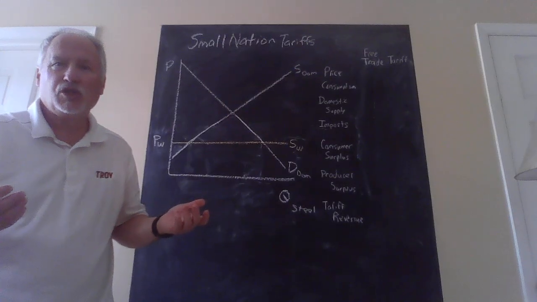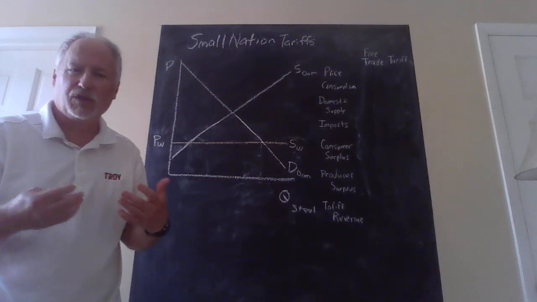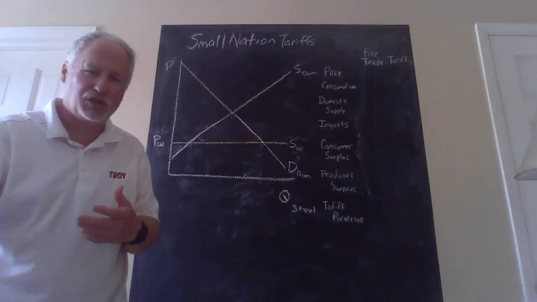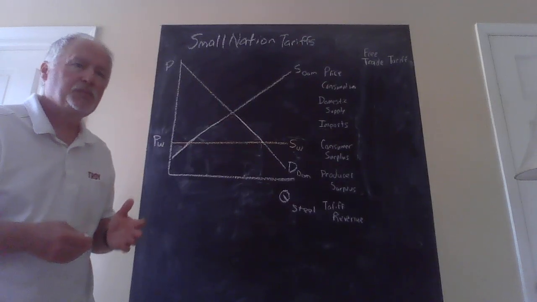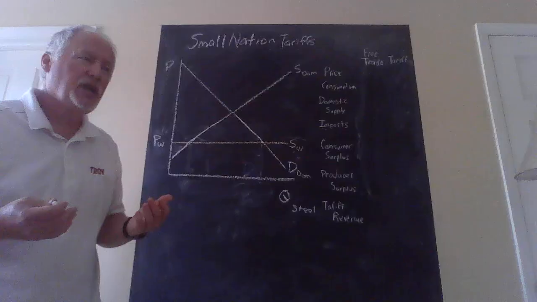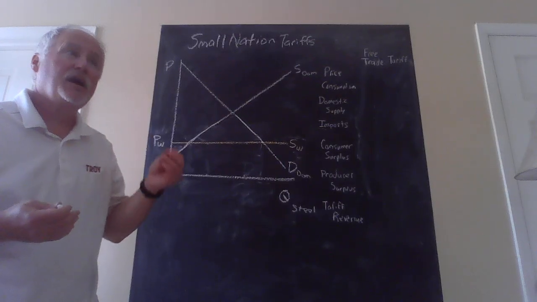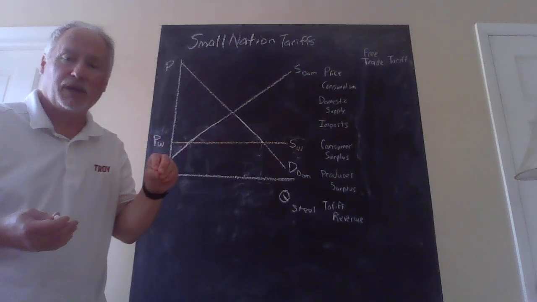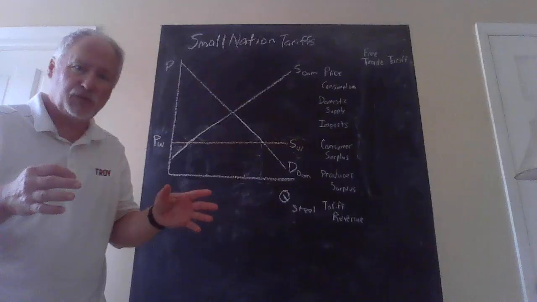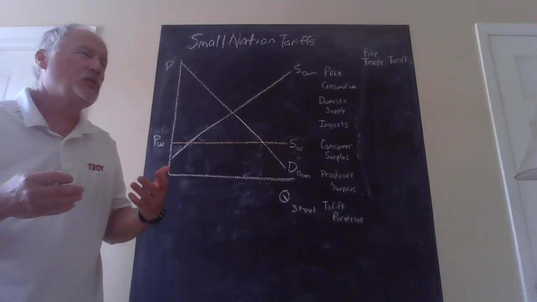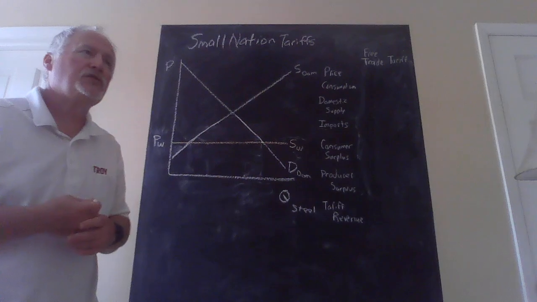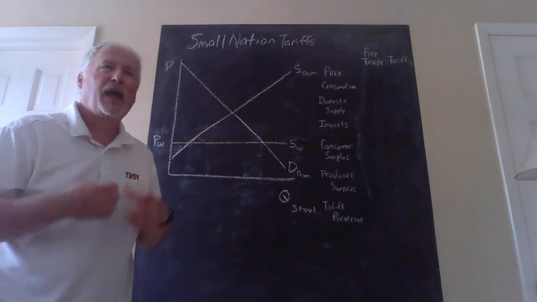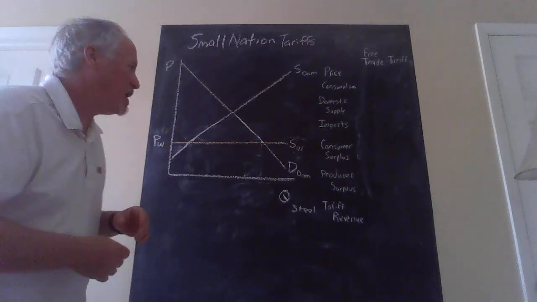And the small nation case is the easiest one in which to see this. There's an interesting addition with a large nation. We'll worry about that in a separate video. So we're going to take the small nation case, and then we want to compare the equilibrium with no tariff, the free trade equilibrium, and the equilibrium that we would observe with the tariff in place. So we first have to do the free trade equilibrium and then figure out what's going to happen with the tariff.